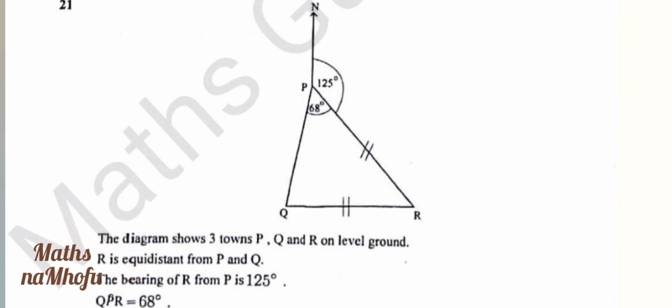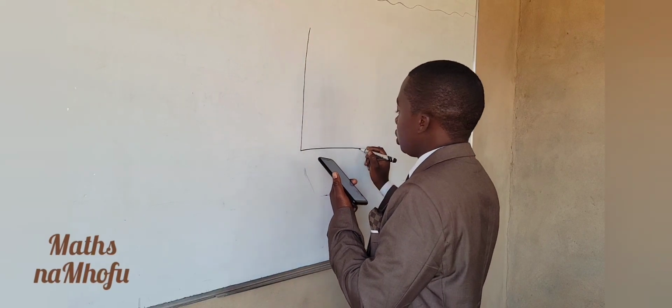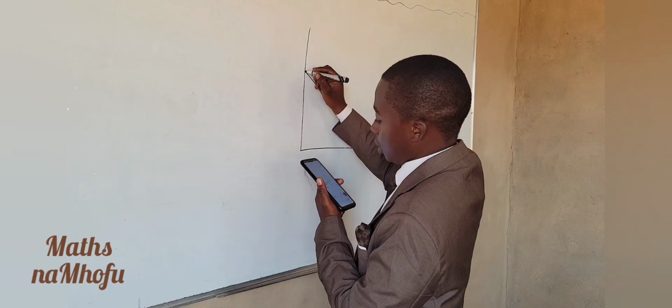Town P, Q, and R on level ground. If you hear the word level ground, think of bearing, right? R is equidistant from P and Q. The bearing of R from P is 125 degrees. Angle QPR is equal to 68 degrees. So let me draw the shape first.